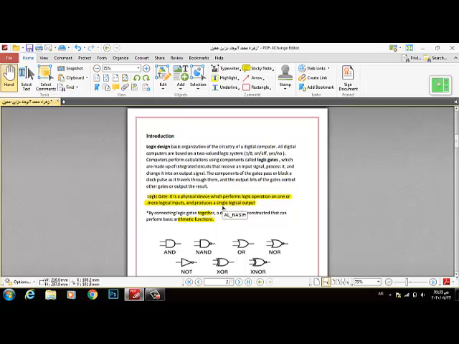At first, we should have general knowledge about logic design and logic gates. So we have the introduction about it. Let's see what the intro says.